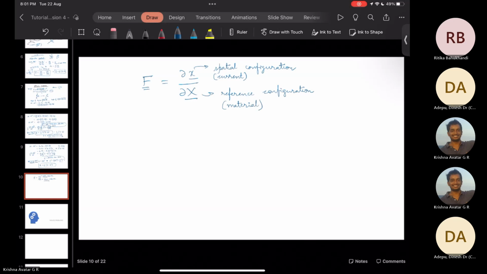And just going by that, in the spatial configuration we always denote things with lowercase letters. And in the reference configuration, any such quantity is represented in terms of uppercase letters. Now, as we had learned in the previous modules, any vector can be represented in any basis, using the Einstein notation.